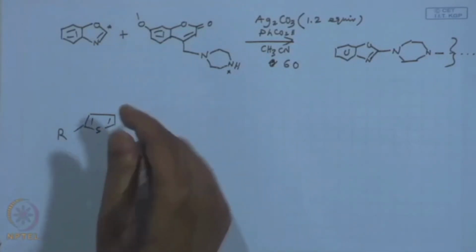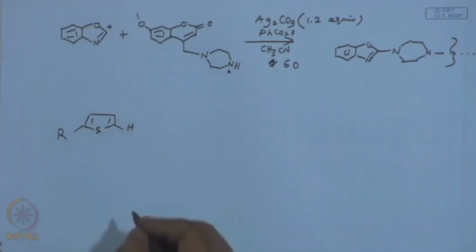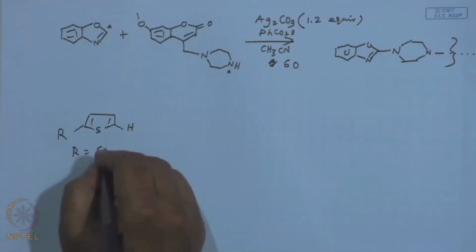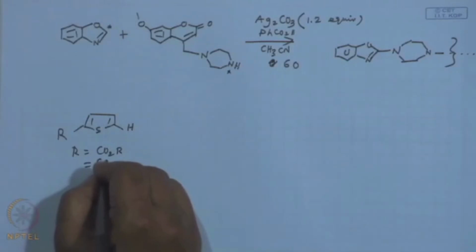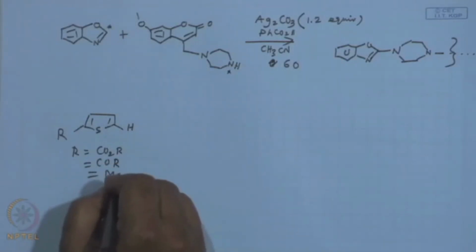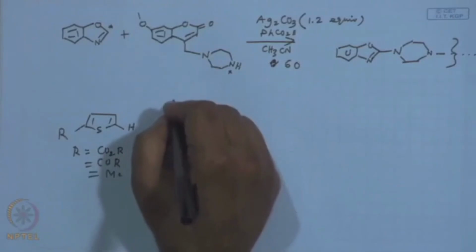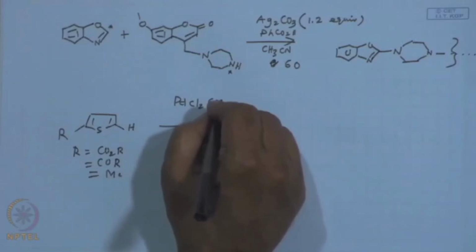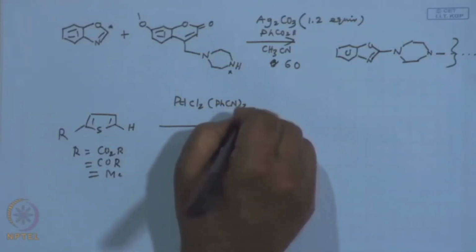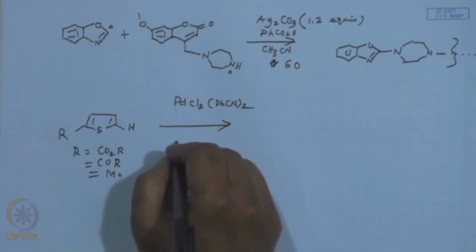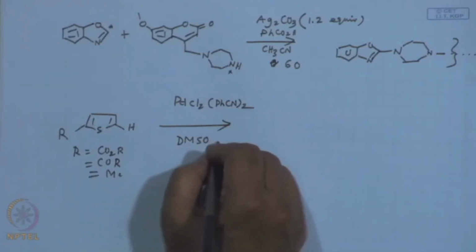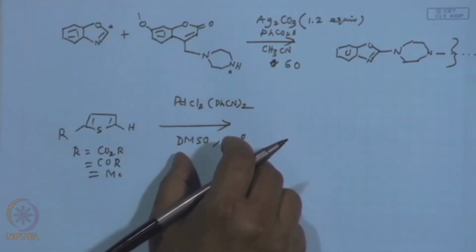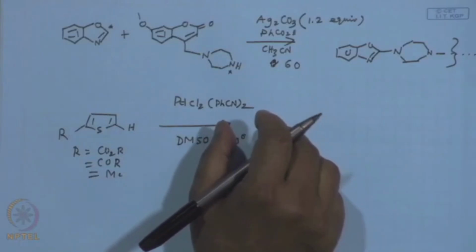Thiophene is a popular molecule in polymer chemistry, because polythiophenes are conducting polymers, and the R here could be an ester, an acyl group, or even a methyl group. And if you react this with palladium chloride benzonitrile complex and DMSO, then 60 degrees again. I write all these details of the reaction conditions just to give you a feel.